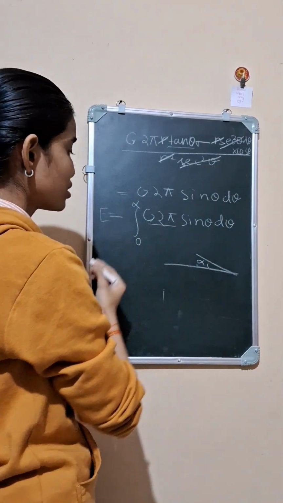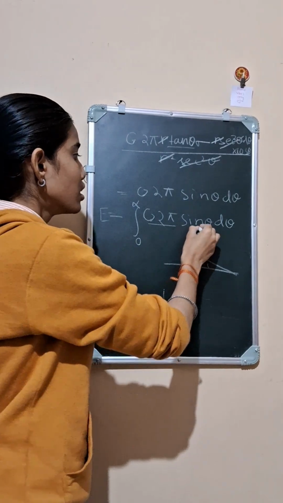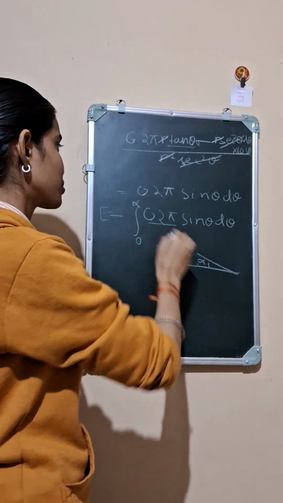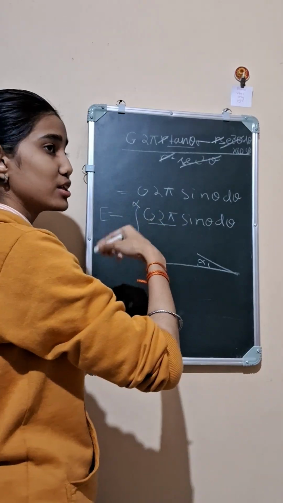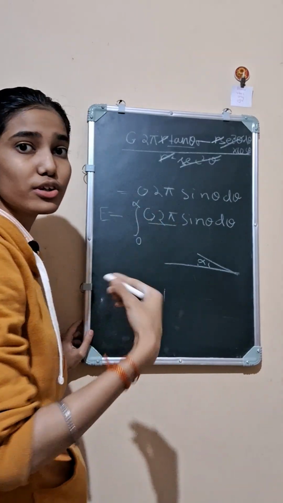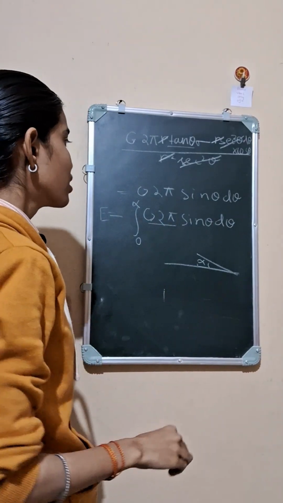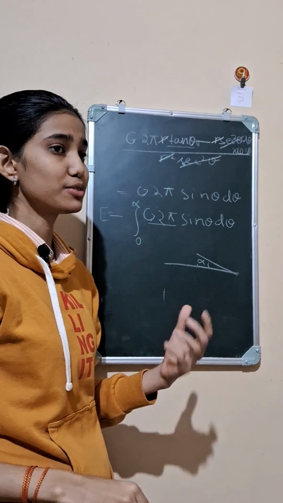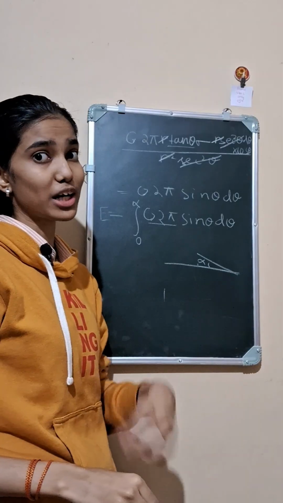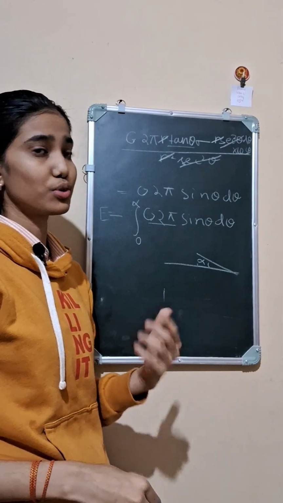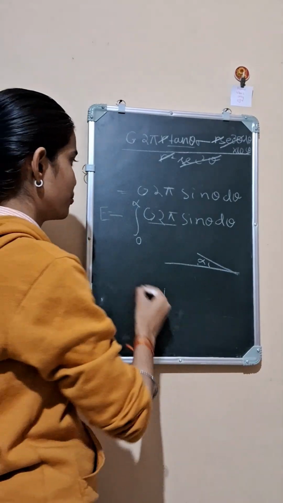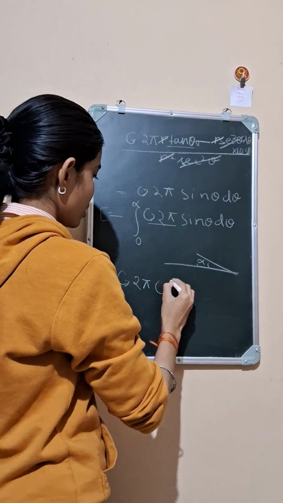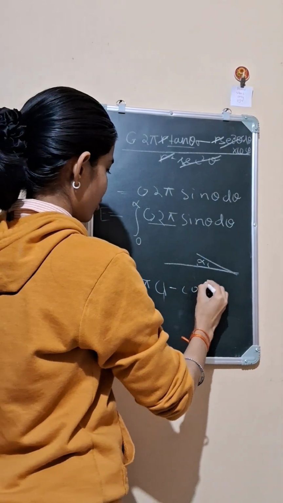These things are constant, so we take them out of the integration, and integrating sin theta we will get minus cos theta. Putting in the limits, we will get minus cos alpha and minus cos 0, meaning plus cos 0, so cos 0 minus cos alpha. Cos 0 is 1, so we will get 1 minus cos alpha. So it will be equal to G 2 pi (1 minus cos alpha).